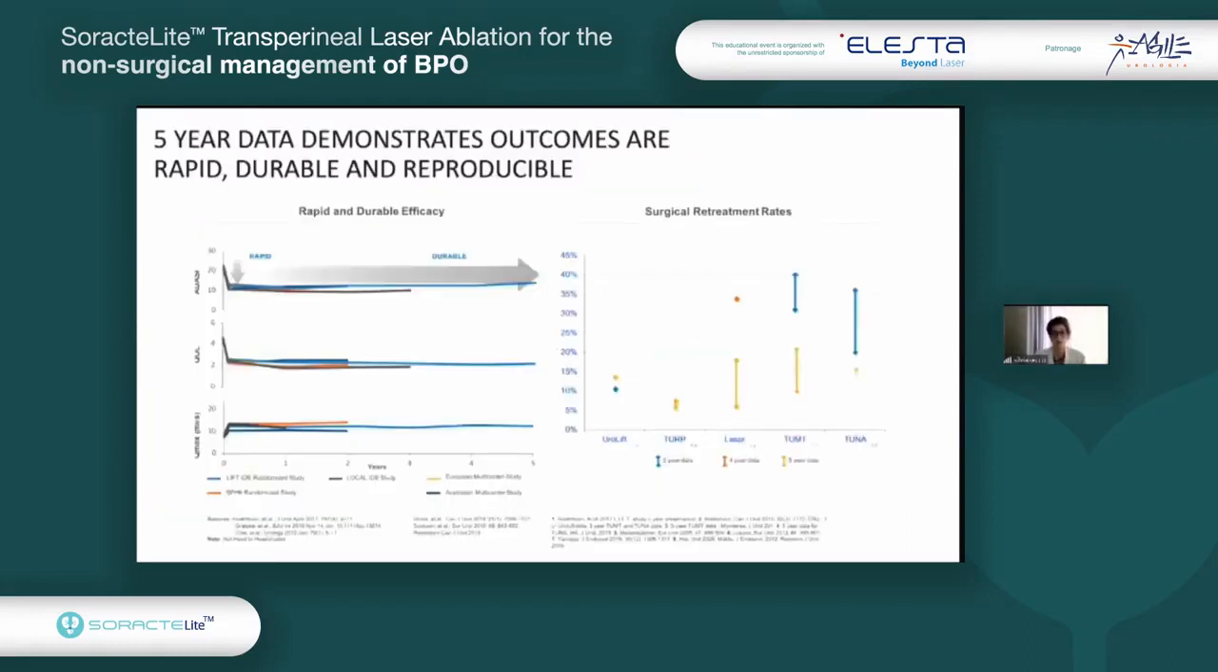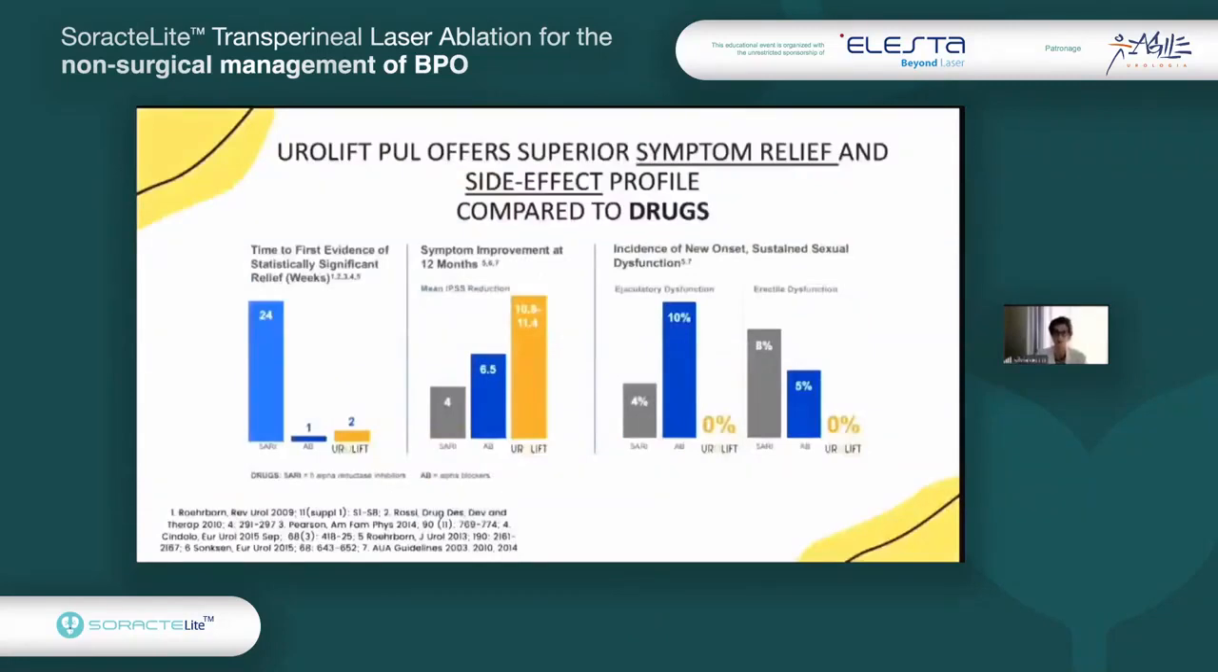Lots of literature has been published regarding the Urolift, because it is a procedure that has more than 10 years of experience behind it. We should point out that the 5-year data demonstrates that the outcomes are rapid, but also durable and reproducible. Quality of life and Qmax improvements are stable and durable. Moreover, the Urolift offers superior symptom relief and a lower side effect profile compared to drugs.